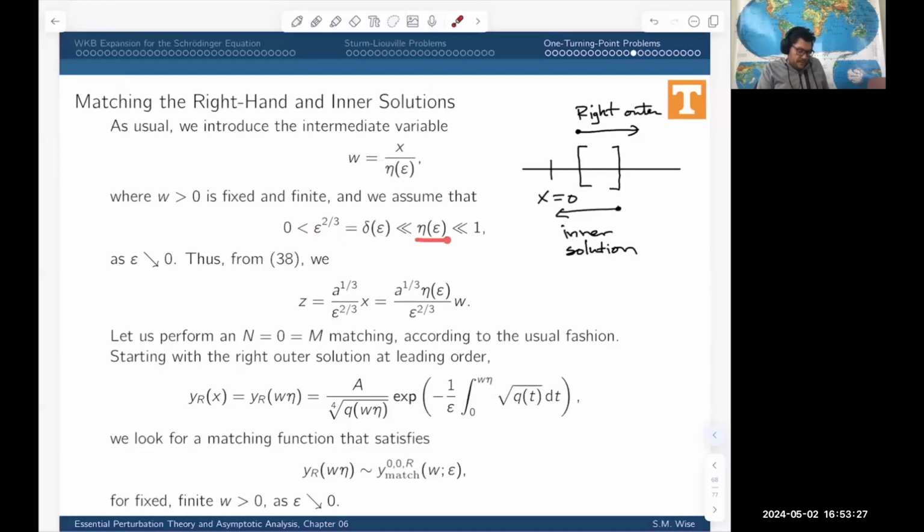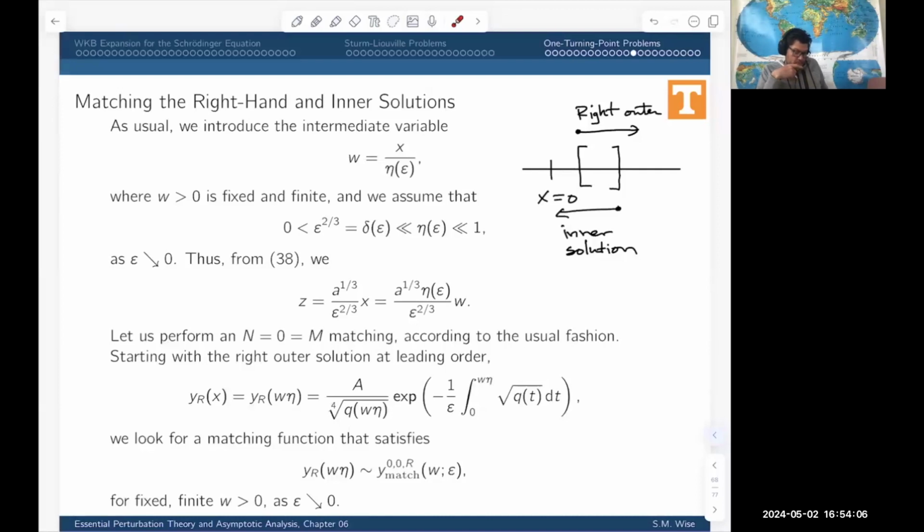So this one cannot go to 0 as fast, right? This one has to go to 0 faster. So this one could be something like epsilon to the 1/3, but it can't be on par with epsilon to the 2/3. It could be epsilon to the 1/2 power as well. But as usual, we don't actually have to choose that intermediate scale. We just have to know that it's a larger asymptotic number than the delta scale. W is positive, fixed, and finite, an order 1 number, as usual.